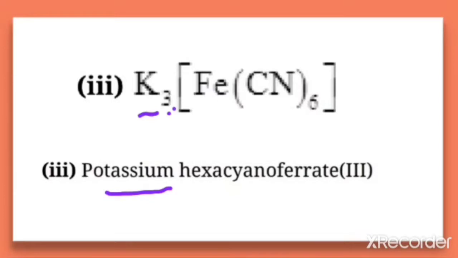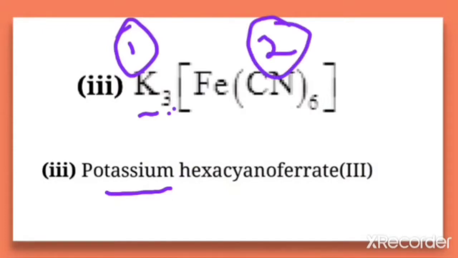Potassium. Then after the naming of the cation, that is the counter ion, we have to name the ligand. So second we have to name the ligand. But when we are mentioning the name for the ligand, we have to give the prefix for the number of ligand. Here because 6 is the number of ligand, we have to use the word hexa. And which type of ligand is it? The name of this ligand is cyano, C-Y-A-N-O, cyano.